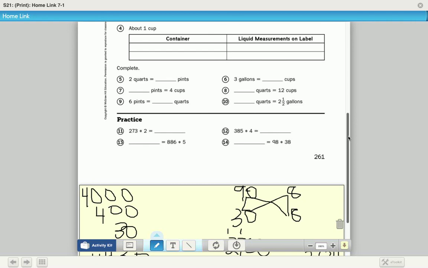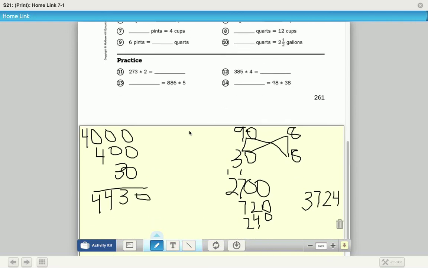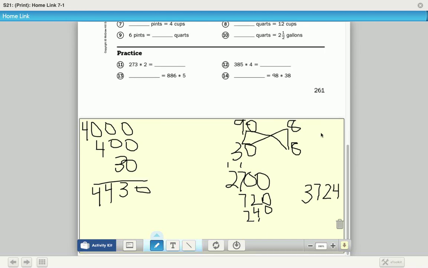I've already done the work for 13 and 14, so we're going to do those first because I had a glitch with my video, so I had to start over again. So for number 13, 886 times 5, the 8 is worth 800. So I took 800 times 5 and got 4,000. The 8 here is worth 80, so I took 80 times 5 and got 400. And then 6 times 5 is worth 30, and then I added them up, 4,430. And of course, this is using partial products multiplication.